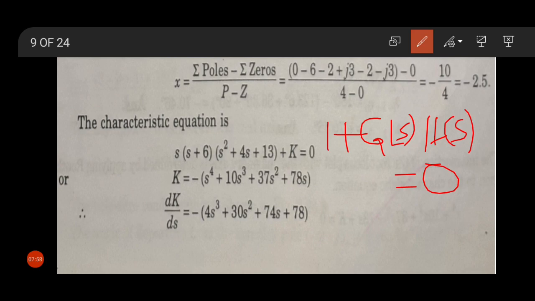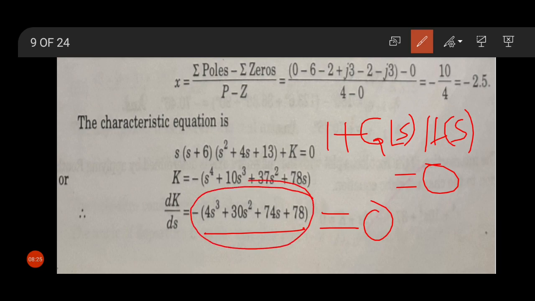Okay, so for finding the breakaway point we need to calculate dK/ds. So here we differentiate K with respect to s and put dK/ds equal to 0. If we differentiate K with respect to s, then our differentiation is -4s³ - 30s² - 74s - 78, and this is equal to 0. So from this equation we find the value of s.